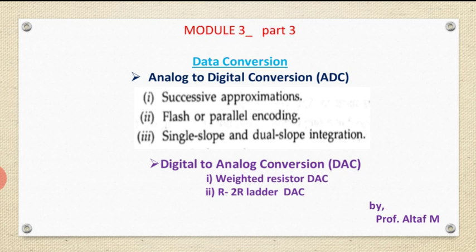First one is successive approximation, second is flash or parallel ADC, also called encoding ADC, and third one is single slope and dual slope integration ADC. Next is the digital to analog conversion. Here I am going to discuss two DACs. First one is weighted resistor DAC, and second one is R-2R ladder DAC.